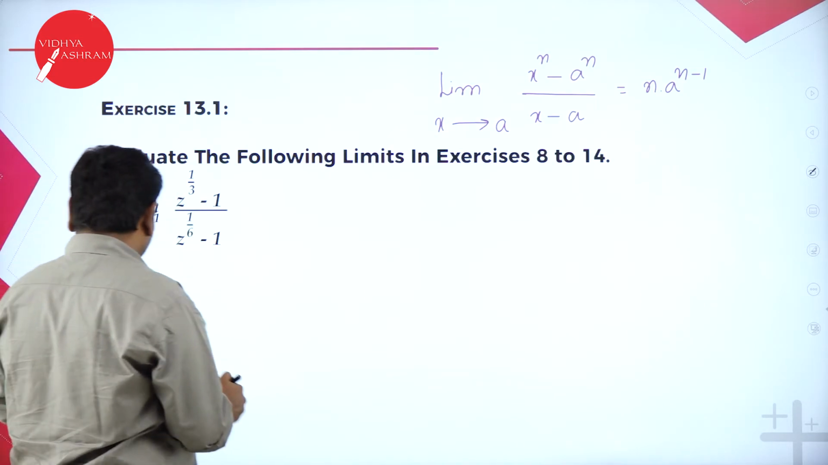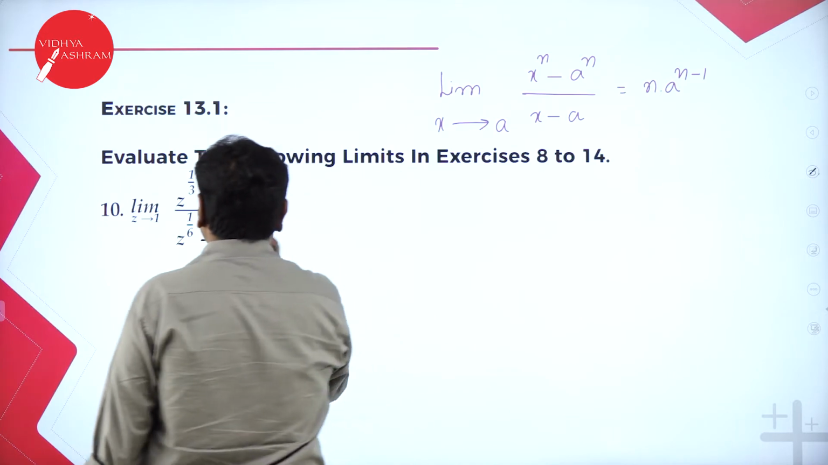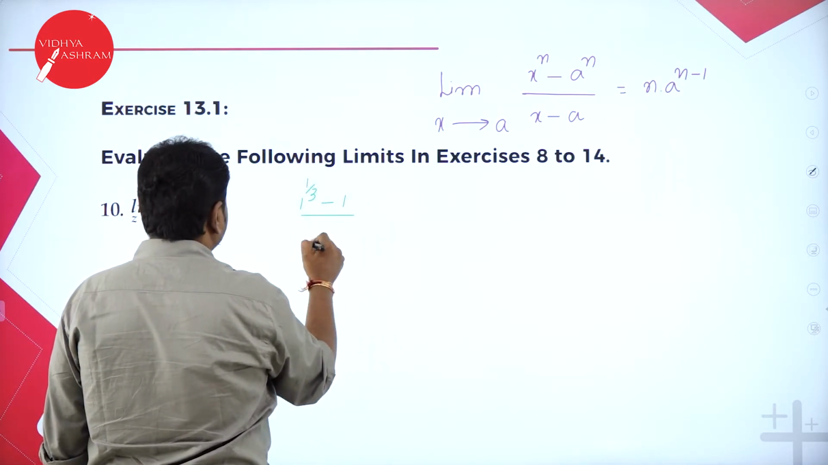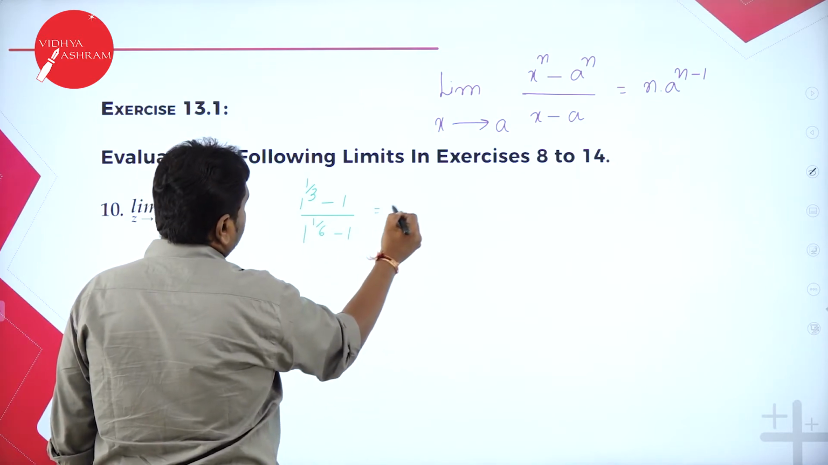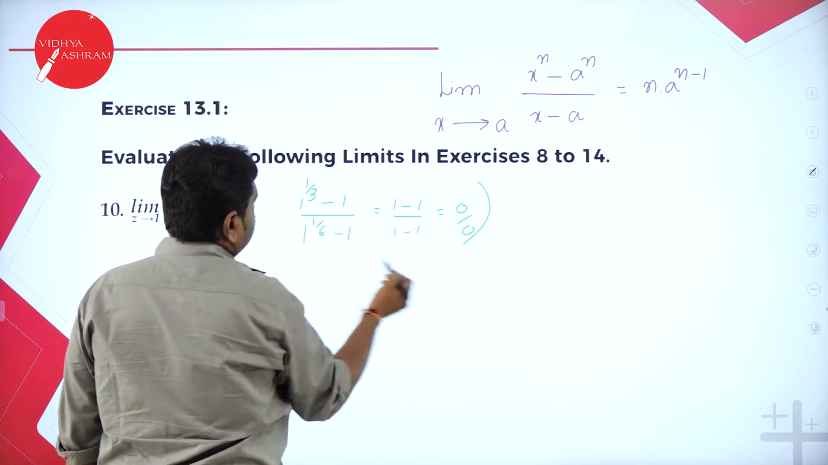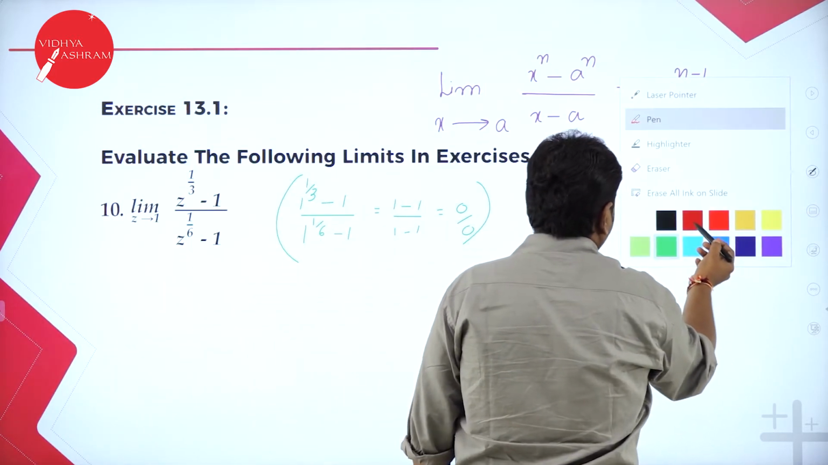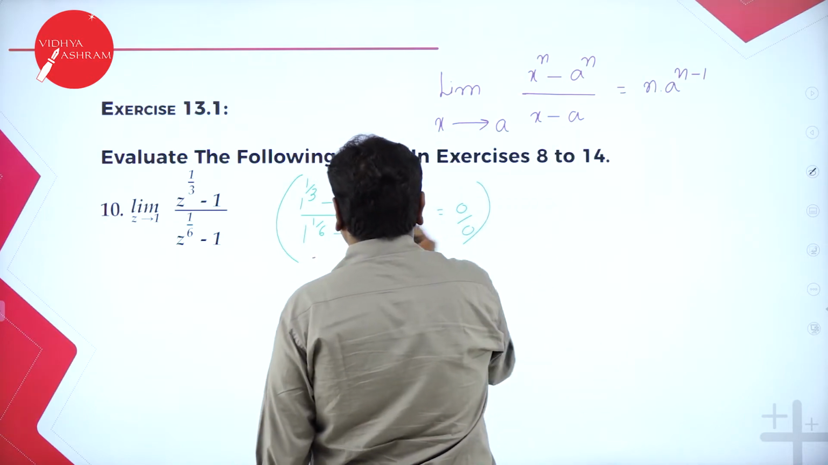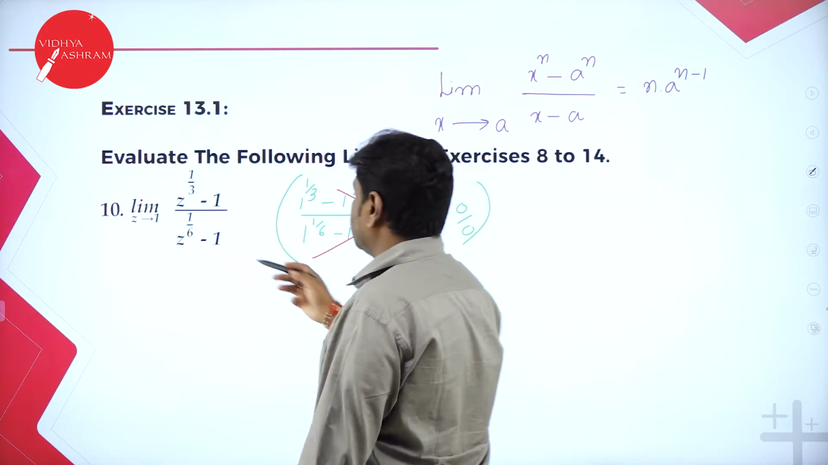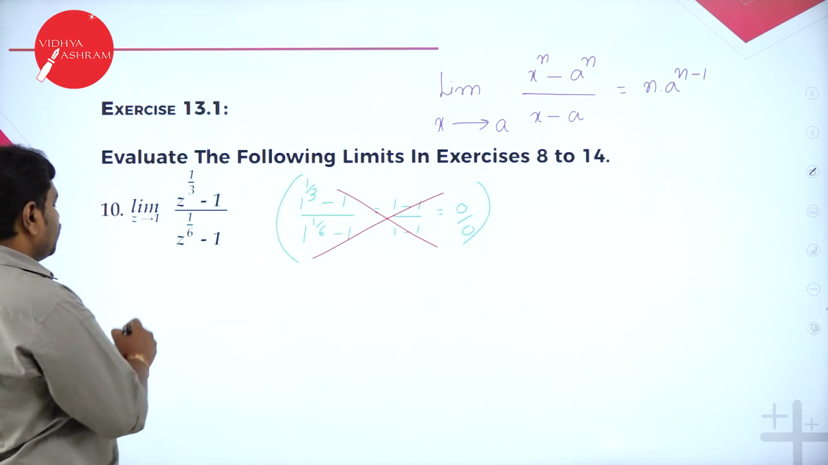Suppose you directly apply the limit, z tends to 1, in the place of z put 1: 1 power 1 by 3 minus 1 divided by 1 power 1 by 6 minus 1. That is 1 minus 1 by 1 minus 1, that is 0 by 0. So this is 0 by 0, which is also a mathematical indeterminate form. So this is a wrong method. I told you it is indeterminate, so we have to simplify this.